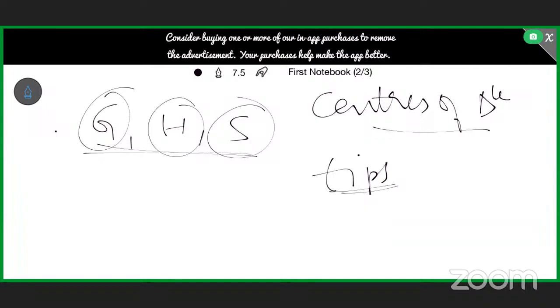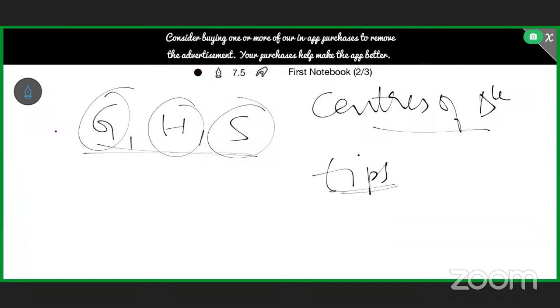This chapter is a little huge. It will take a long time. Don't give up. One of the chapters which students find very boring is straight lines. That's what I have observed so far. But don't, because it's huge also.